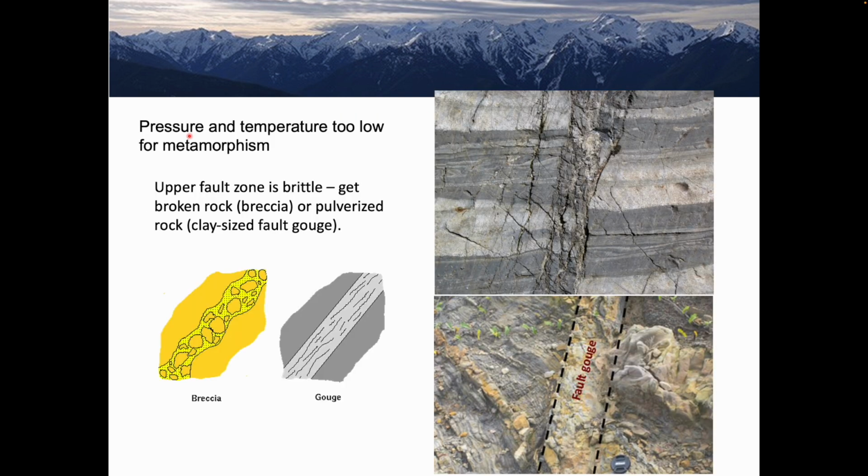In the upper brittle part of the crust, the pressure and temperature are too low for metamorphism, so the rocks break, producing a fault breccia on the upper right, and a fault gouge, which is a planar zone of sheared clays and silts and broken up rock that we call fault gouge.